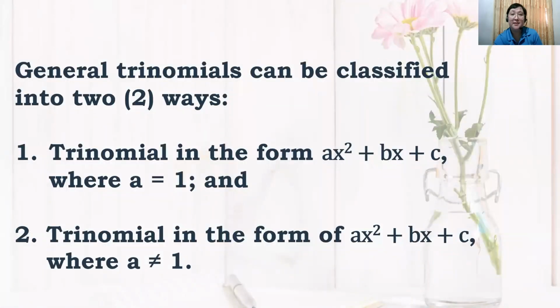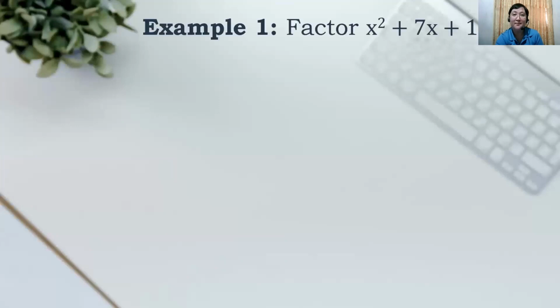General trinomials can be classified into two ways: trinomials in the form ax squared plus bx plus c, where a is equal to 1, and trinomials in the form ax squared plus bx plus c, where a is not equal to 1. Let's have examples with trinomials where a is equal to 1. So let us factor x squared plus 7x plus 10.